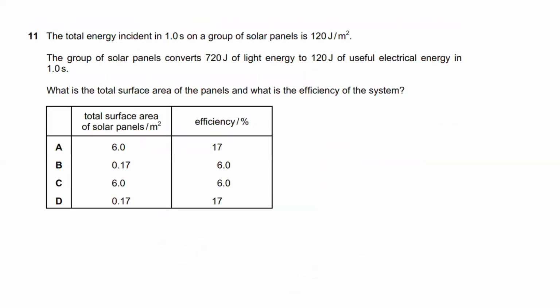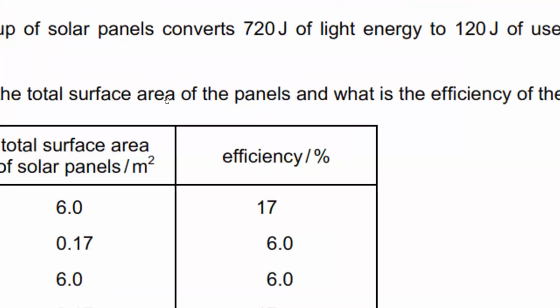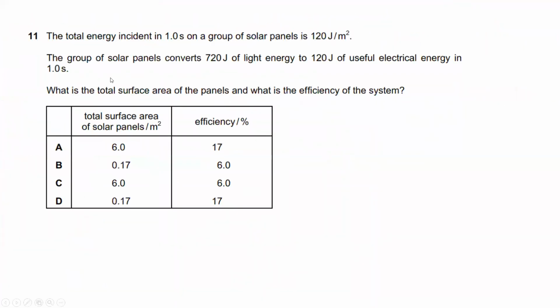Next question. It says the total energy incident in 1 second on a group of solar panels is 120 joules per meter square. A group of solar panels converts 720 joules of energy to 120 joules of useful electrical energy in 1 second. What is the total surface area of the panels, and what is the efficiency of the system?